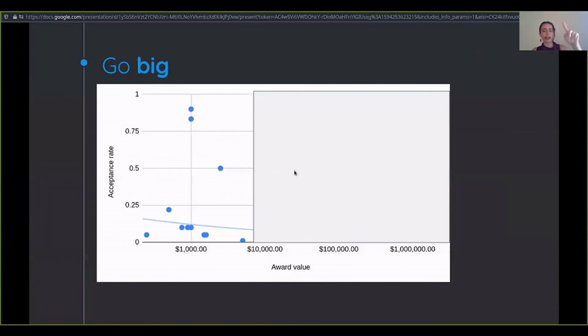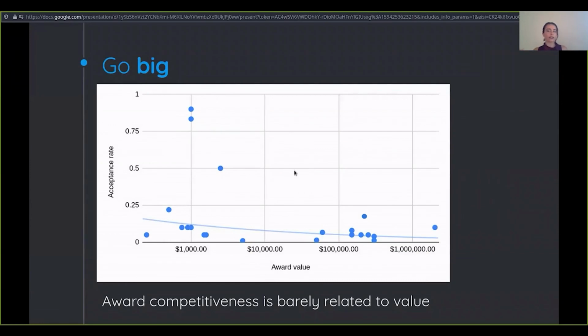First, there are a handful of awards with nearly 100% acceptance rates. That's pretty good. If you can figure out what those are in your field, great, go after them. Second, the odds of getting an award really don't go down that much if you start looking at things that get more and more valuable. They go down a little, but not a lot. So if you're looking for new projects and writing proposals and coming up with ideas, go big.